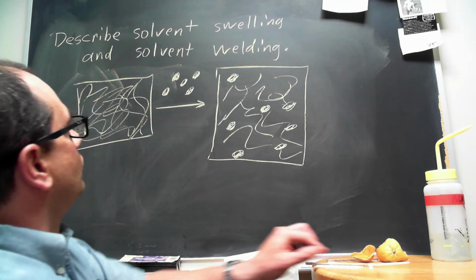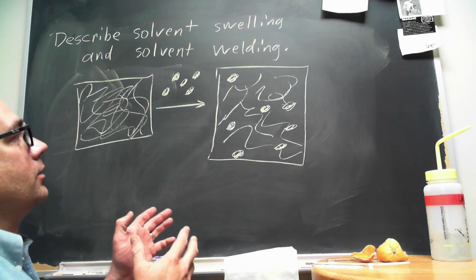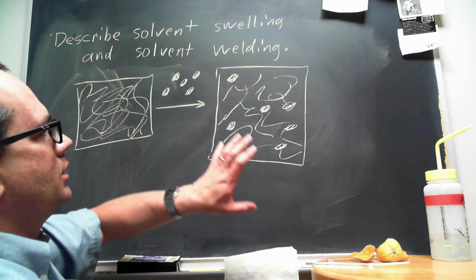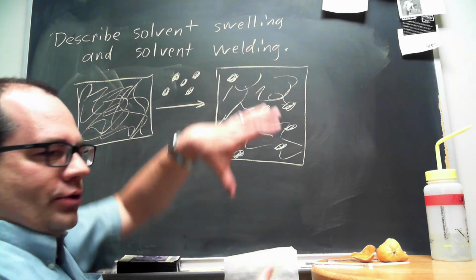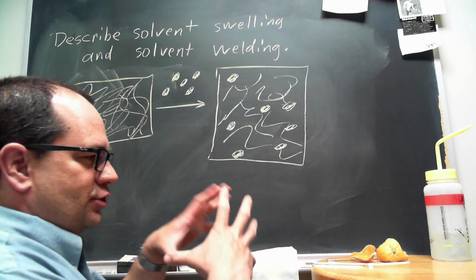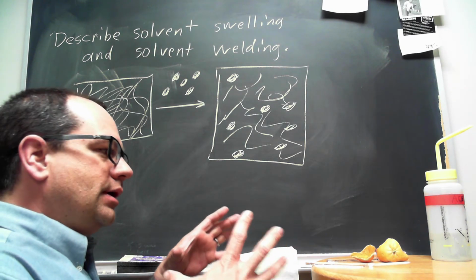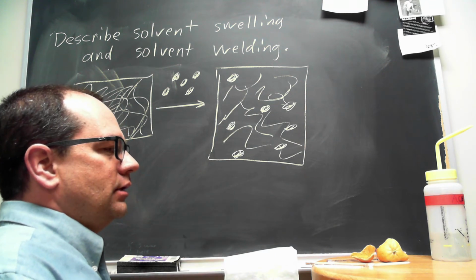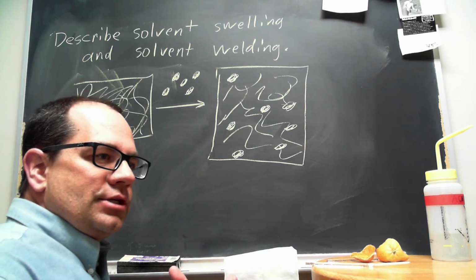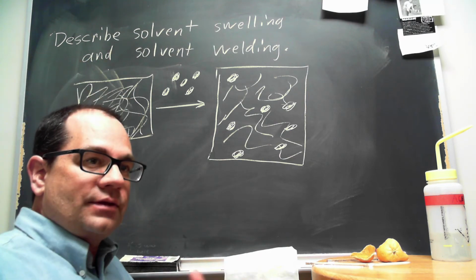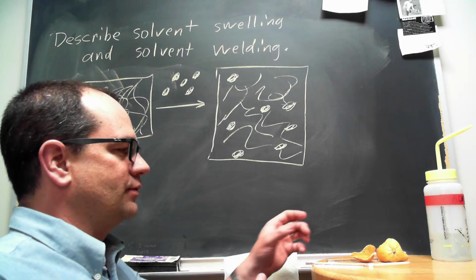Now, what can also happen here is we can take two solvent-swollen polymers and put them into contact with each other, and the chains that are spread apart from each other will intertangle with each other, and as the solvent leaves, those chains which are intertangled with each other will stay stuck together, and you can actually put two plastic pieces together in this fashion, samples of polymer.